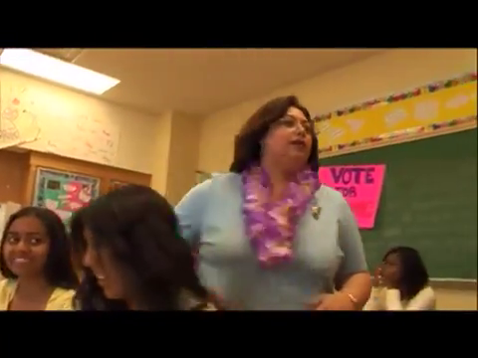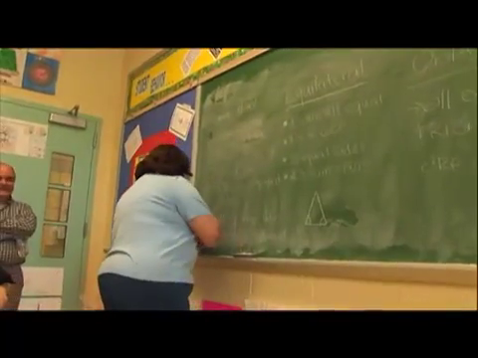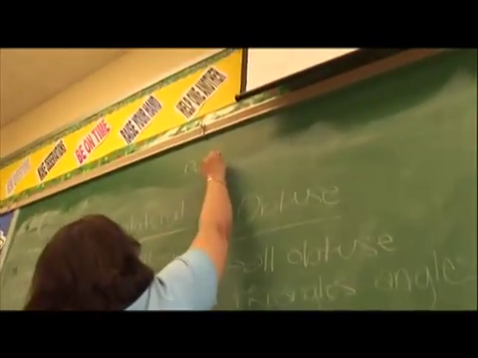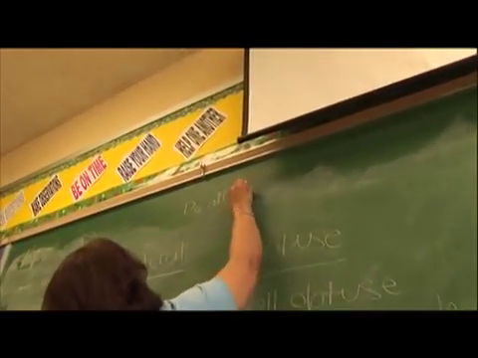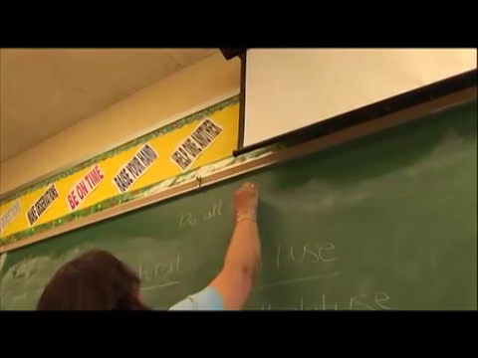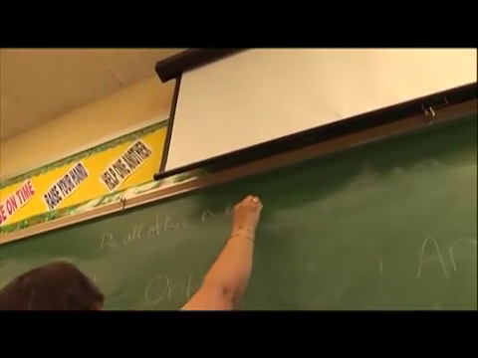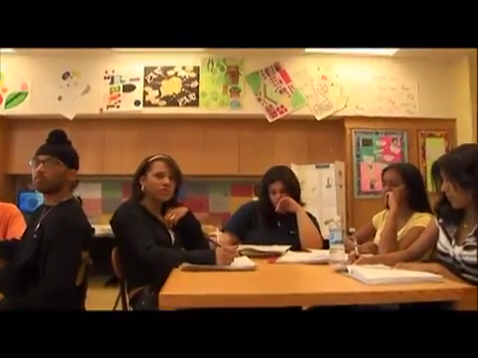That's not right, right? Is it? I don't know. Because all triangles equal 180. All obtuse triangles are more than 180. Do all obtuse triangles, say that again, the rest, have more than 180? All angles equal more than 180 degrees.